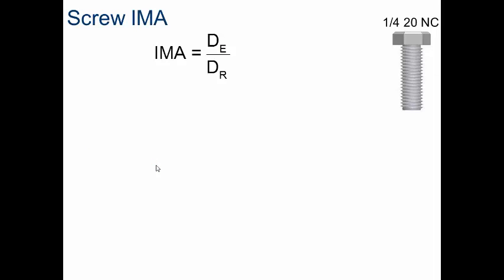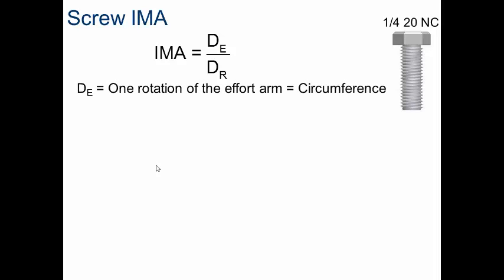To find the ideal mechanical advantage of a screw, we're still taking the distance of our effort over the distance of our load. Let's use the example of the 1/4 inch screw to the right. It's a 1/4 inch screw. That means the 1/4 inch refers to the diameter of the screw, and the 20 number refers to the amount of threads per inch.